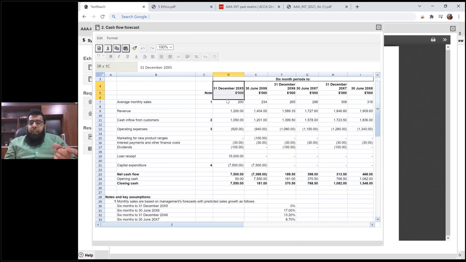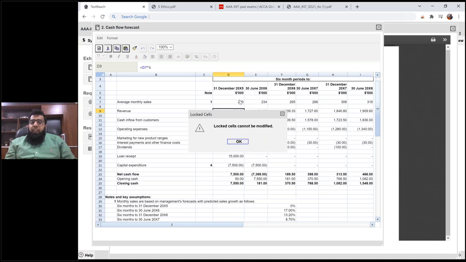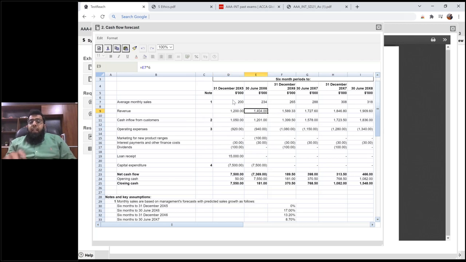Average monthly sales 200 to 234, then 265, 288, 308, 318. Then this is the total revenue of 6 months. If you look at it, he has taken the average monthly sales and he multiplied it by six. Then he has told us what will be the cash inflows, what will be the average cash collection we will get. Like from the revenue of 1200, we will get cash collection of 1050 because the sales will also be on credit. Now these are the operating expenses.